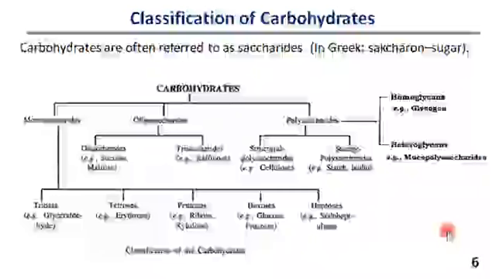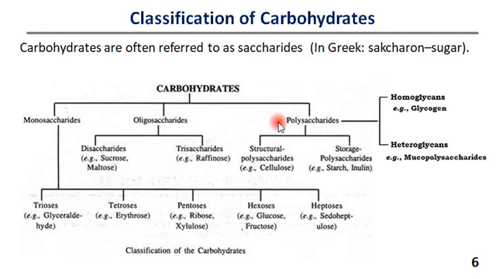The last group of carbohydrates is polysaccharide. Polysaccharide consists of a large number of monosaccharides. The units of monosaccharide may vary from 10 to 1000. They may be branched or they may be arranged in unbranched form, means they may be arranged in a straight chain. On hydrolysis, polysaccharides yield more than 10 monosaccharide units.